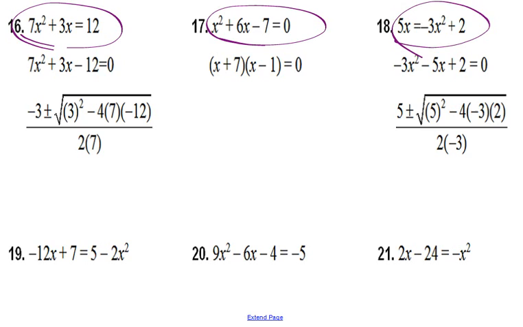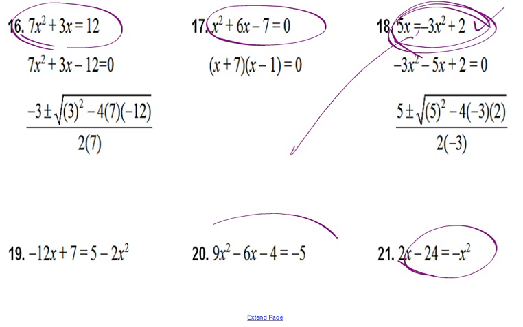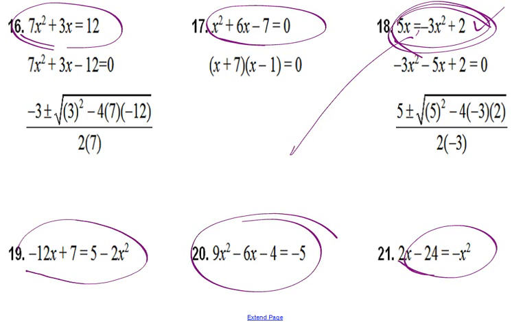Okay. Now remember, you can't plug it in like this. You've got to put it in standard form first. So that's going to be 3x squared minus 5x plus 2 equals 0. So make sure that you put it in standard form before you plug it in to the calculator. Same thing for that one, and this one, and this one. So put them in standard form first.